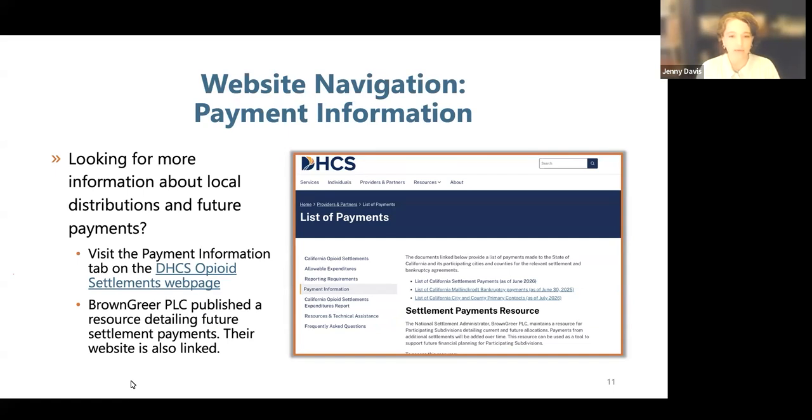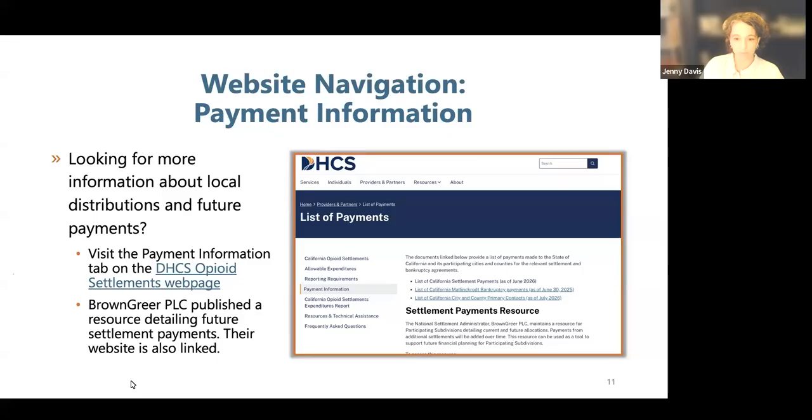Here is a helpful slide if you are new and you maybe have not ventured to our California Opioid Settlements webpage. We do maintain a courtesy list of payments that have been made to California as a whole. We get this information directly from Brown Greer, who makes the payments for settlements, and NOAT 2, who makes the payments for the Mallinckrodt bankruptcy.